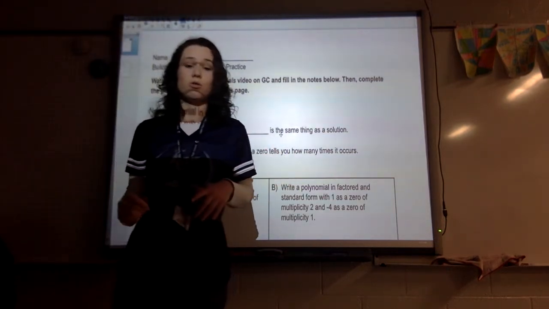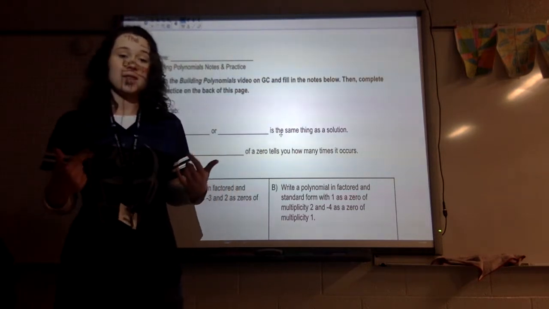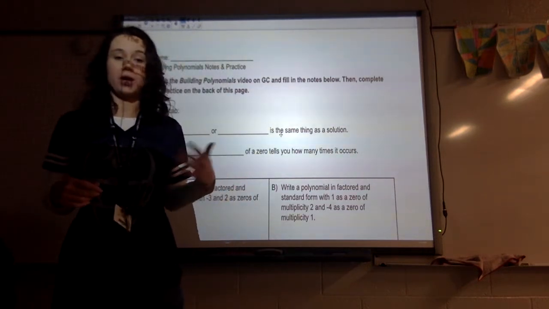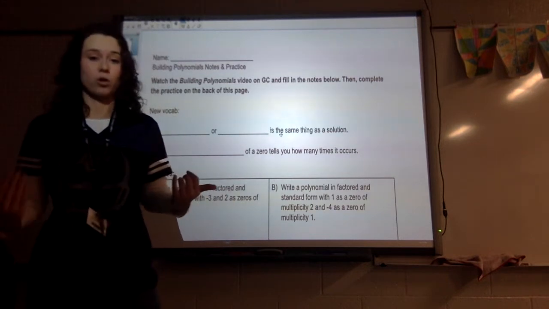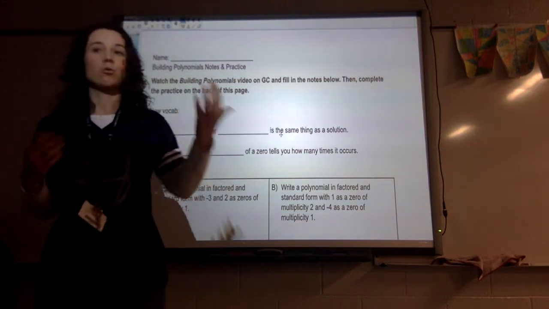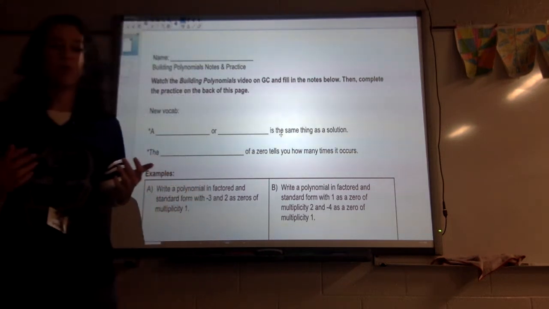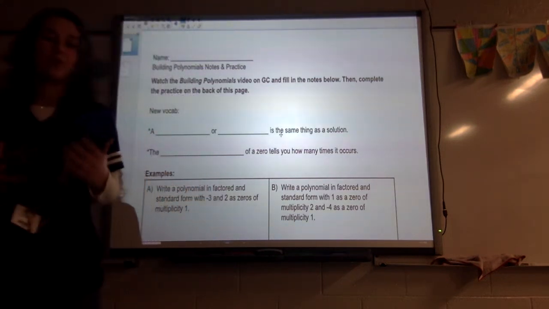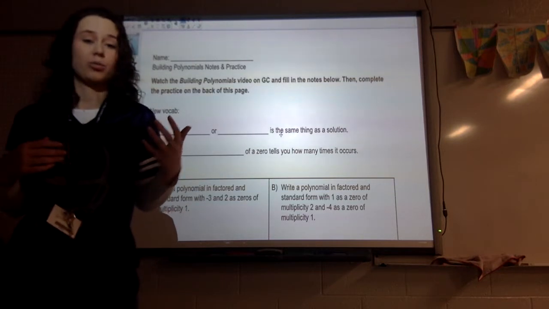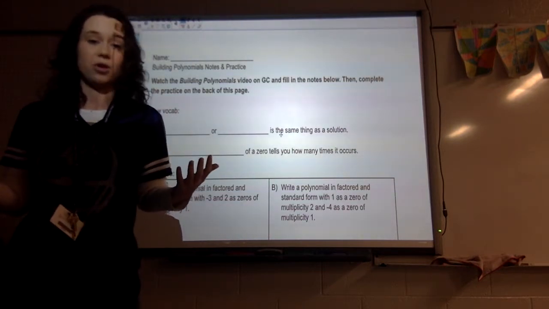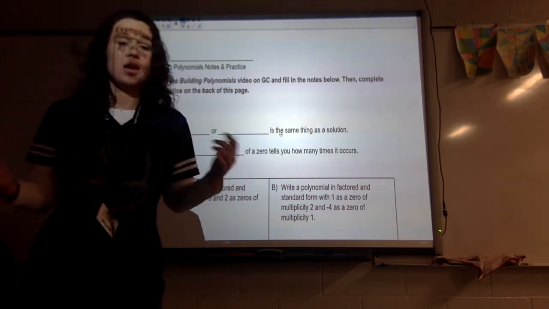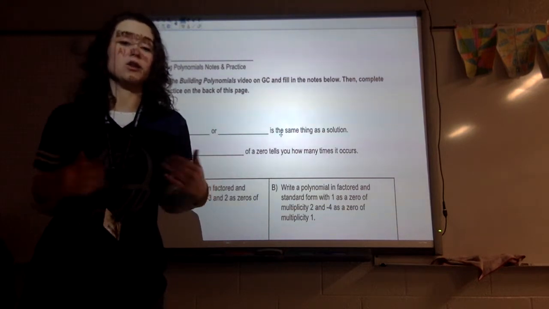In Algebra 2, when we say polynomials, that is any equation or any expression with at least one term. So if I say y equals 4, that's a polynomial because it's got at least one term. If I was to say, let's say y equals x squared plus 3x plus 12, that's a polynomial. And I can keep going. Those are what we are looking at in this unit.